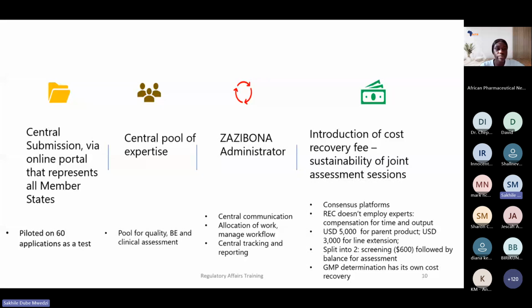And who runs our portal? We have an administrator, and this person is responsible for central communication and the allocation of work, workflow, and primarily the tracking. Because remember, again, I said that one of our biggest challenges was the issue of tracking. And then our other challenge was with the finances.